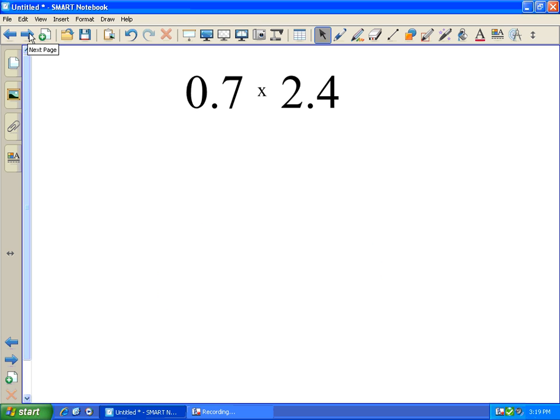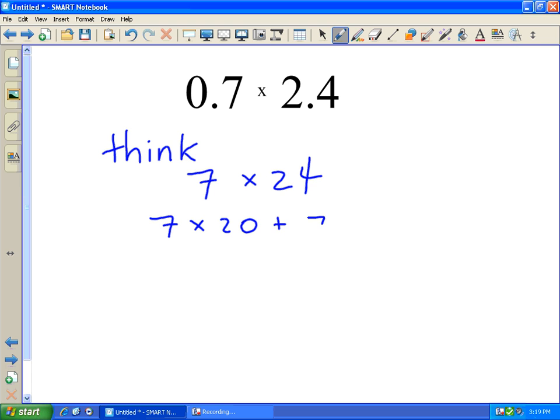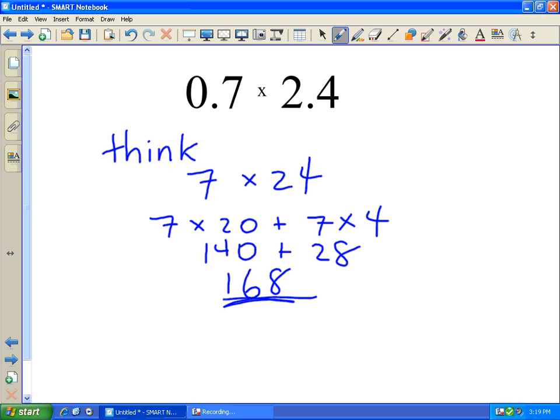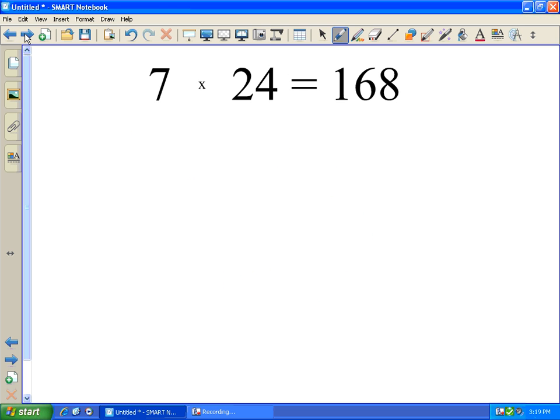One thing we can do is think of this as 7 times 24. There's a couple of mental math skills we could use to figure out what 7 times 24 is without grabbing a calculator. Namely, think of it as 7 times 20 plus 7 times 4, which would give us 140 plus 28, or 168.